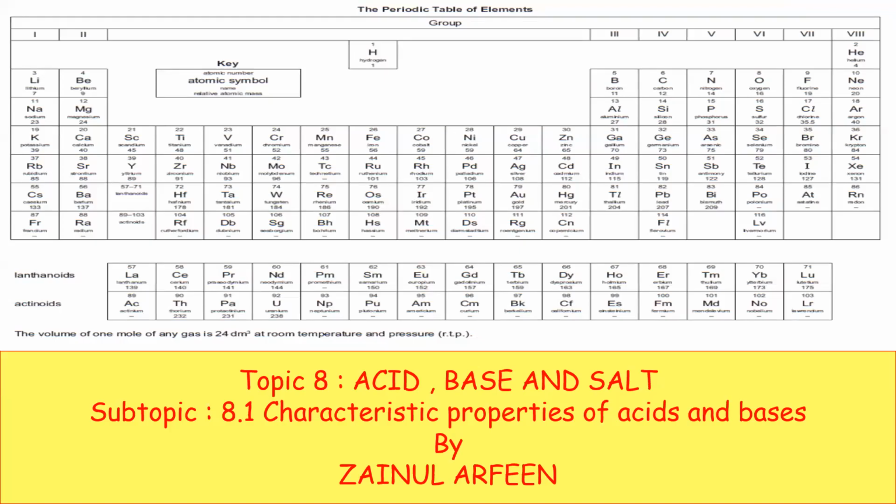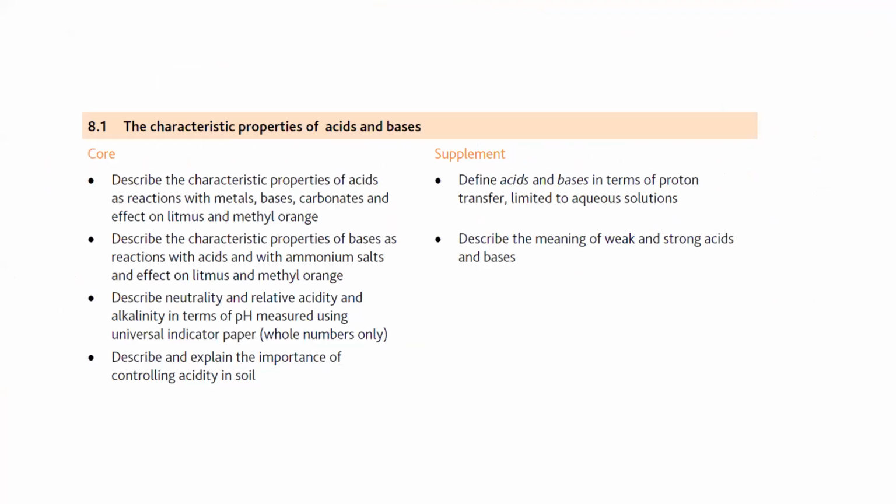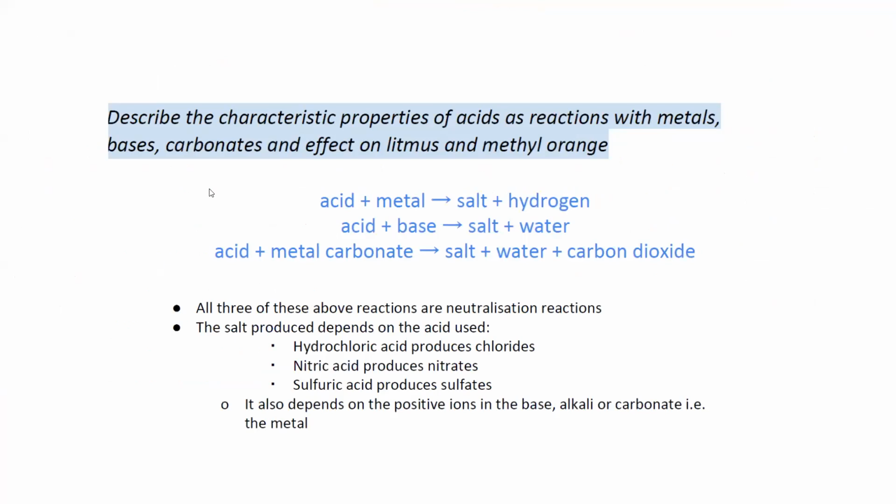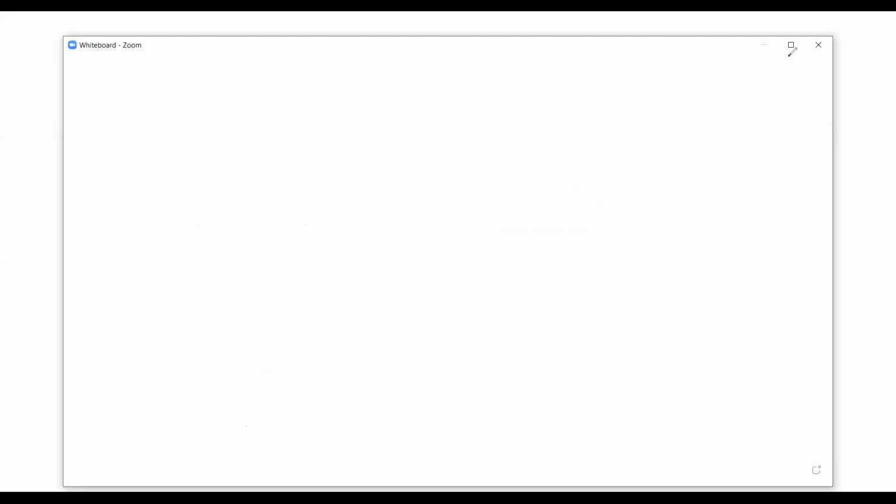So, the general characteristics of acids and bases. In the last session we discussed the definition of acid. What is the definition of acid? Acids are proton donors, and there are different characteristic reactions of acids. The first one we completed in the last session, when acid reacts with metal.